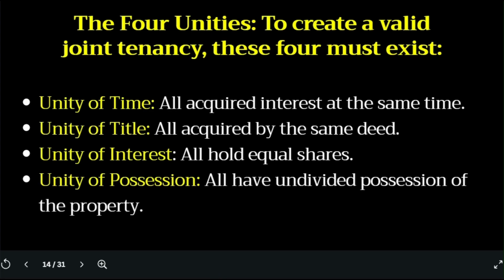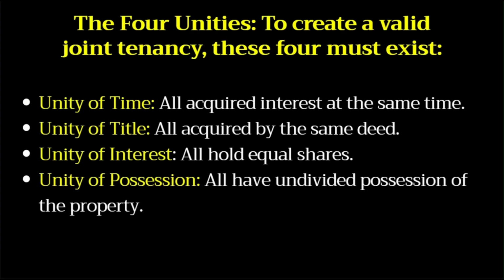To create a valid joint tenancy, the four unities must be present. Number 1, time. All interest must be acquired at the same time. Number 2, title. All must be acquired by the same deed. Number 3, interest. All owners must hold equal shares. Last, number 4, possession. All have undivided possession of the property.